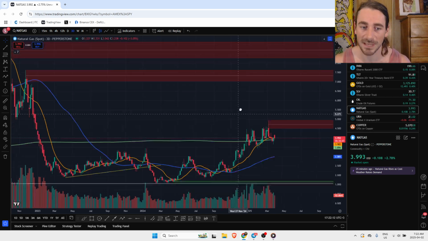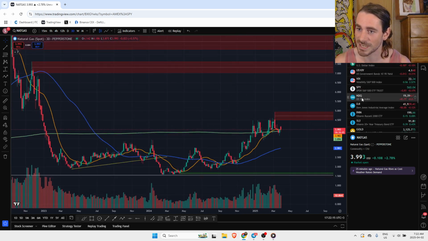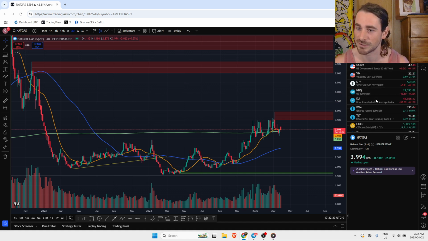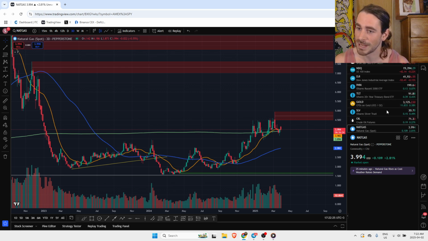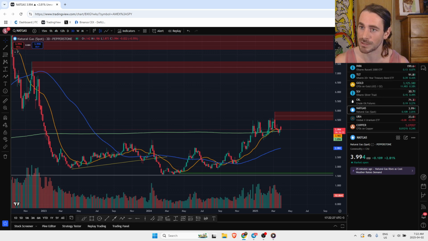But in terms of the macro, we're still stuck under those levels. We still don't have confirmation on the high time frame, and it's just not enough certainty to be willing to take any major positions right now. We're holding what we have, and then we're just monitoring our risk on, risk off signals.